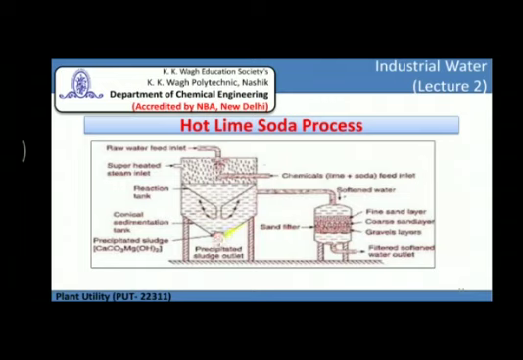This one is a conical section to remove the precipitate which is formed in this tank, and the water from here goes to the sand filter. The sand filter consists of 3 layers of sand. The upper one is a fine sand layer, the middle one is a coarse sand layer, and the bottom one is a gravel layer. The water which passed through this tank goes out from this outlet pipe, that is the filter's outlet pipe.